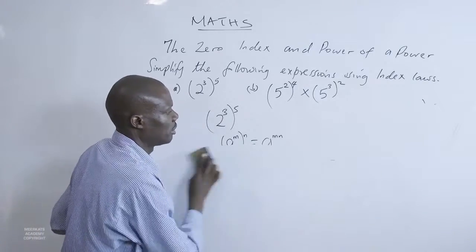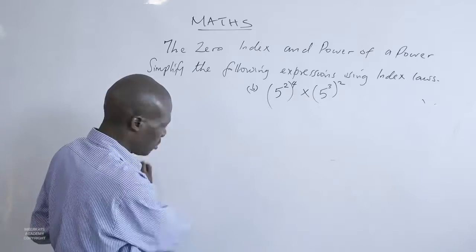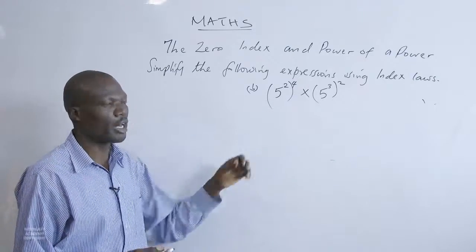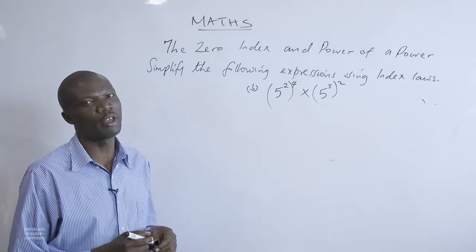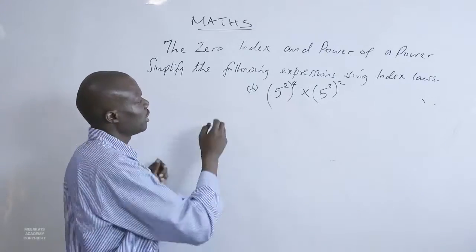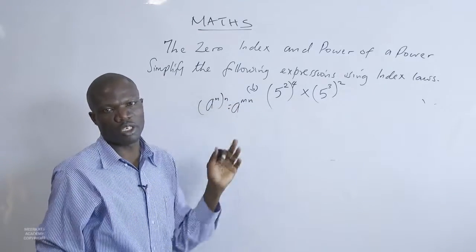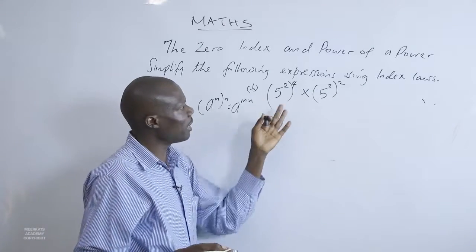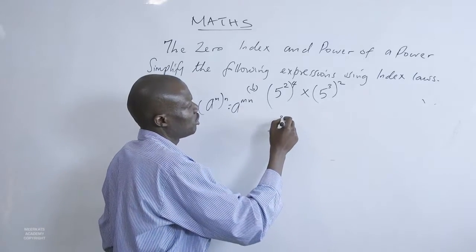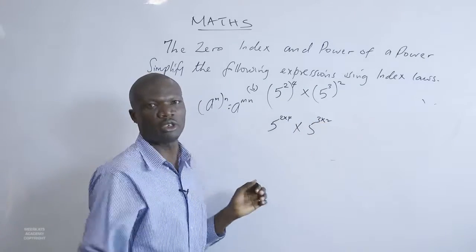For the second one, we have to apply the rule of power first, and then we come ahead and apply the rule of the same base. So here, as we have seen, (a^m)^n is the same as a^(mn). So we can simply look at this and simplify it. And here you'll find that 5^2 to the power 4 is 5 with 2 times 4 as the power, multiplied by 5 with 3 times 2 as the other power.